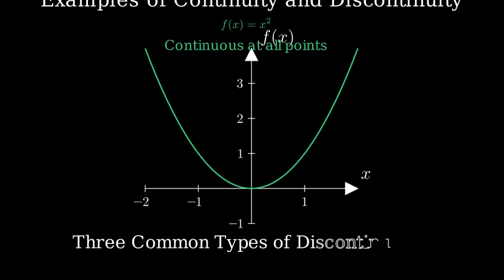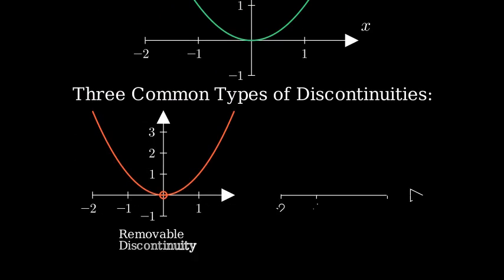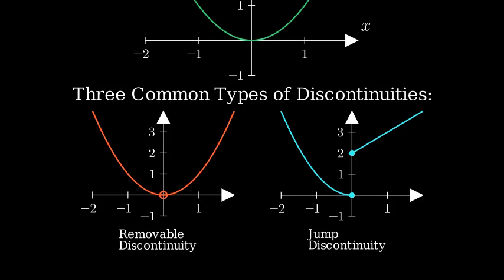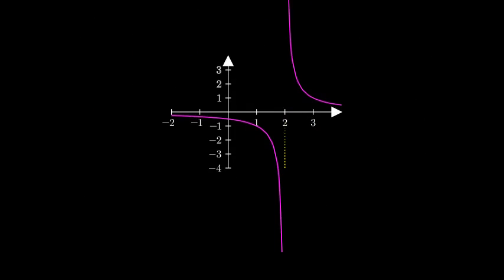Now, let's look at three common types of discontinuities. First, a removable discontinuity, or a hole. This occurs when the limit exists, but either the function value is different or not defined at that point. Second, a jump discontinuity. This occurs when the left and right limits exist, but are different. Third, an infinite discontinuity. This occurs when the function blows up to infinity as x approaches a certain value, like in f of x equals 1 over x minus 2 at x equals 2.